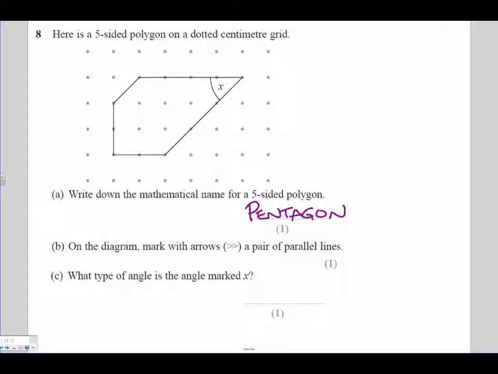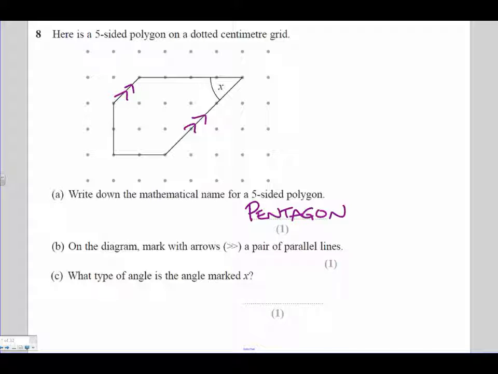On the diagram, mark with arrows a pair of parallel lines. Well, the easiest ones are the horizontal lines. They are parallel. In other words, they go in the same direction and they'll never meet. Another pair of parallel lines that some of you spotted were these lines, and that's fine. You would have also got the mark for that pair of parallel lines.